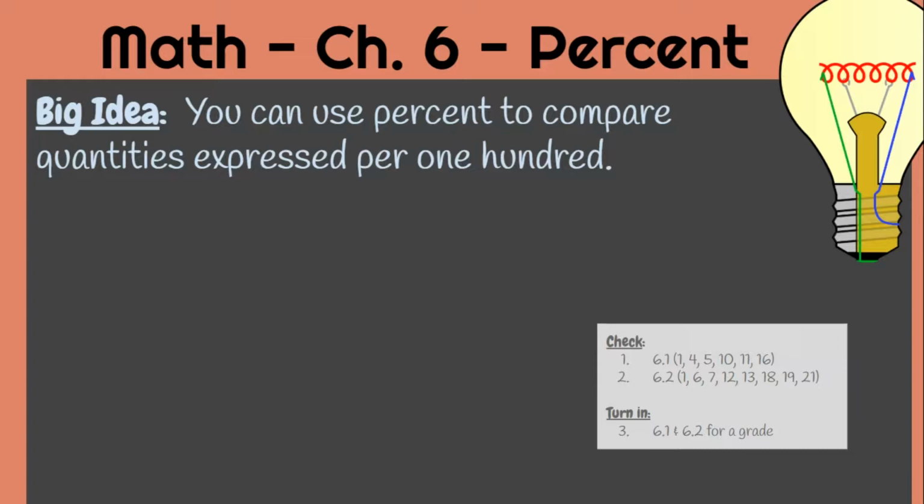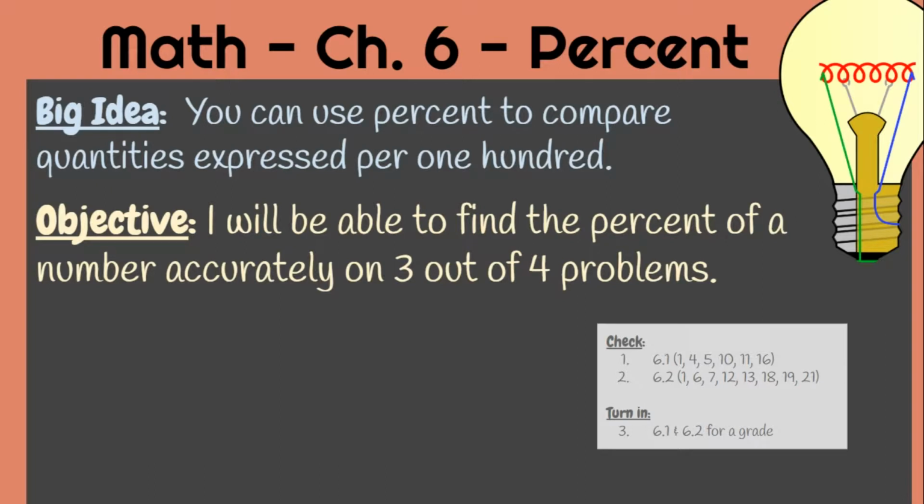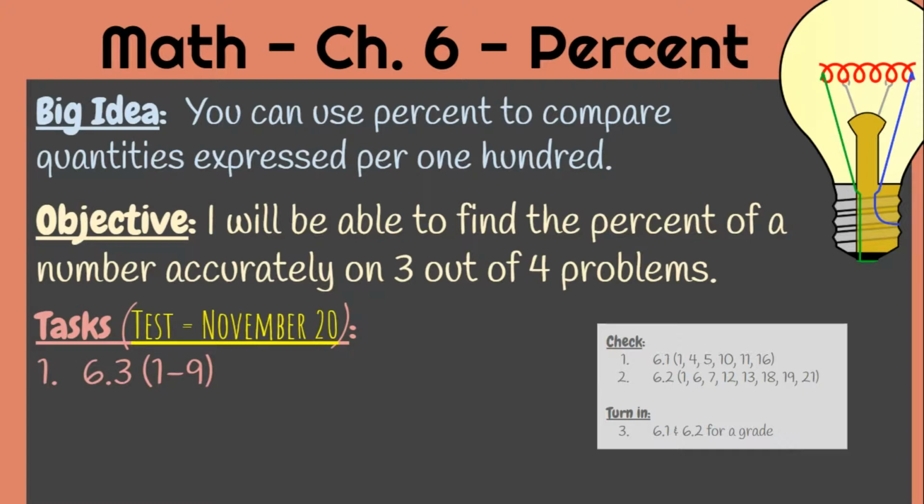So again, for chapter 6, percents, you can use percents to compare quantities expressed per 100. For lesson 3, our objective is that we will be able to find the percent of a number accurately on 3 out of 4 problems. So that's 3/4 of the problems you should get correct. Make sure you're asking for help when we do independent practice, if you need it. And that would equate to a certain percentage that maybe you're thinking of. And then you should have already written your test date down yesterday, as well as today written down your planner.